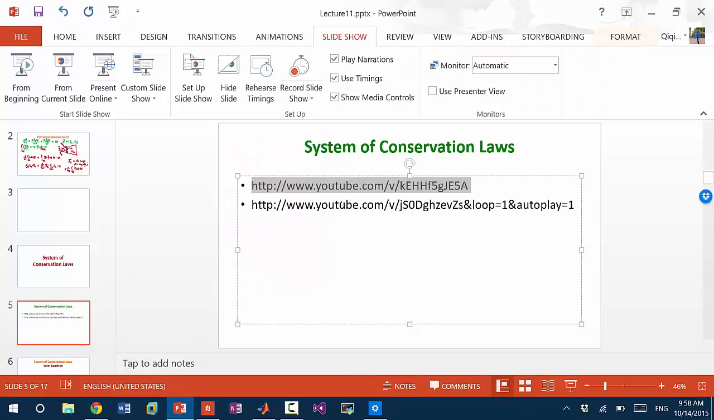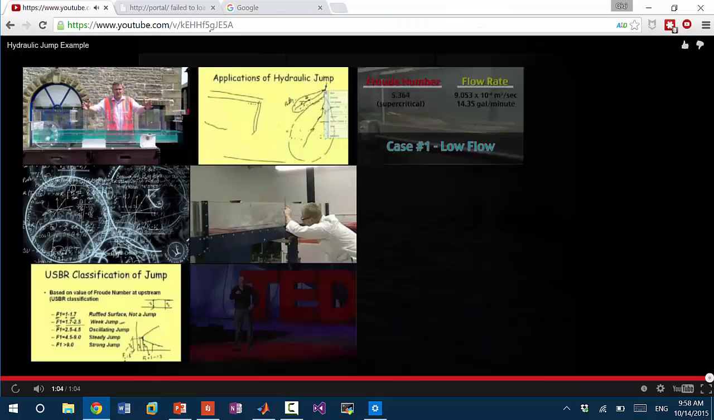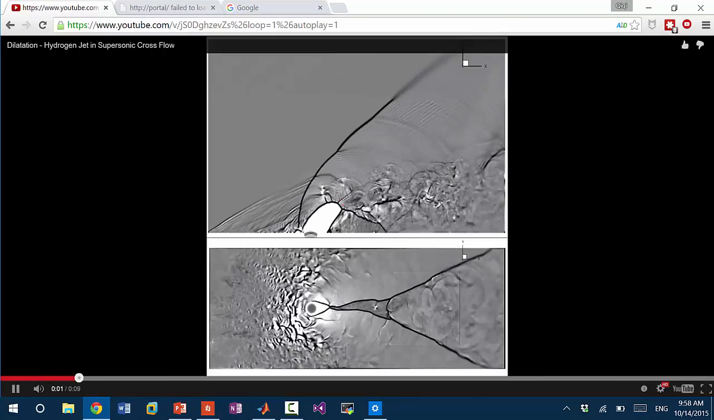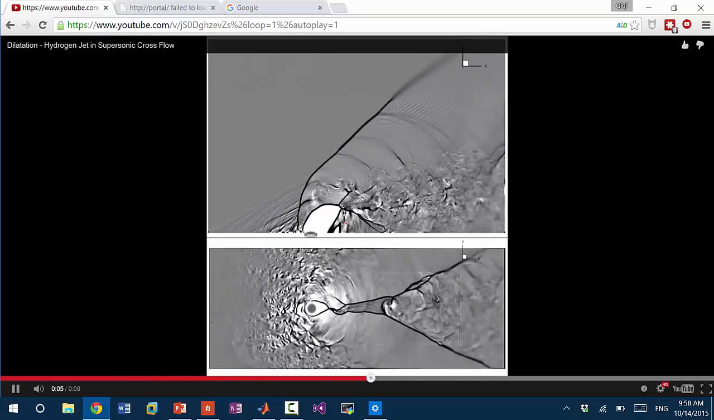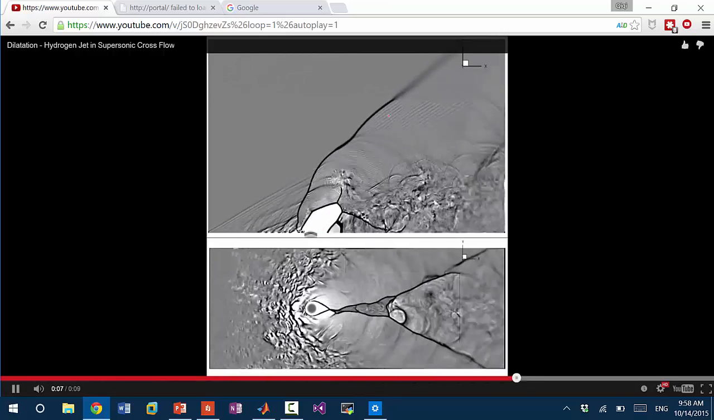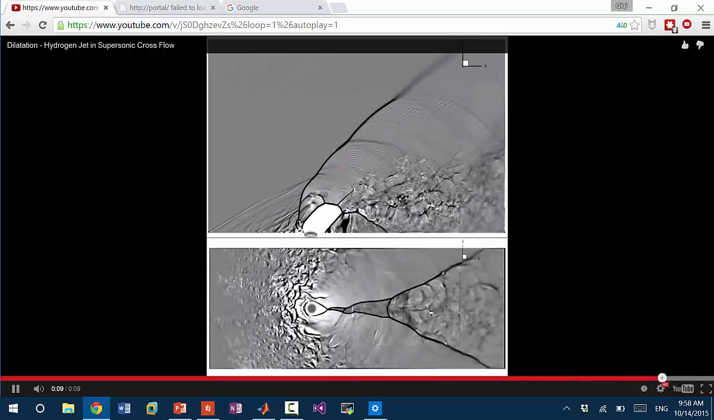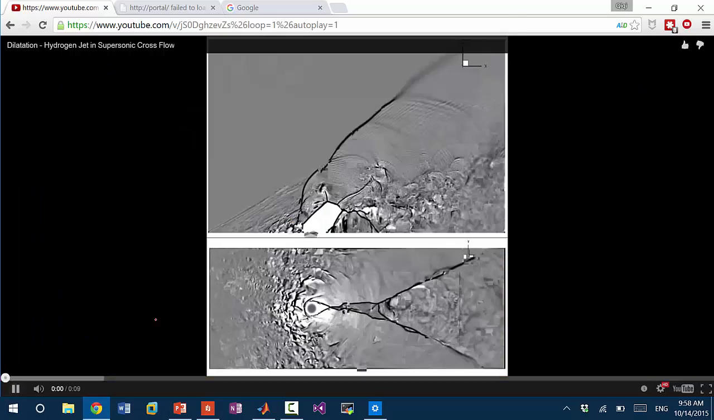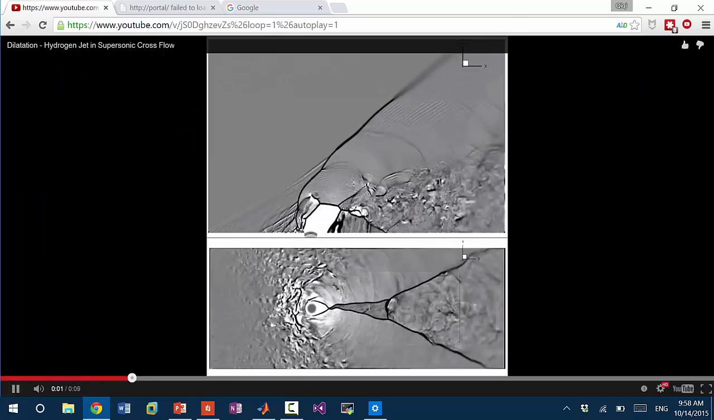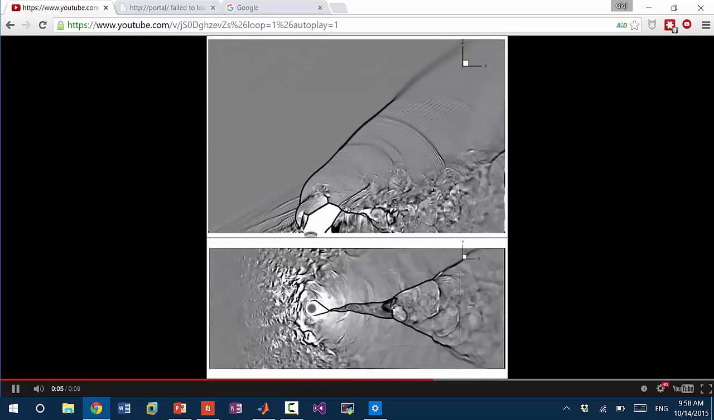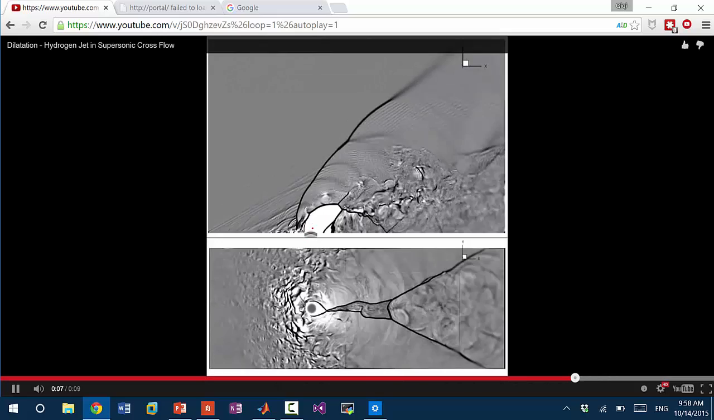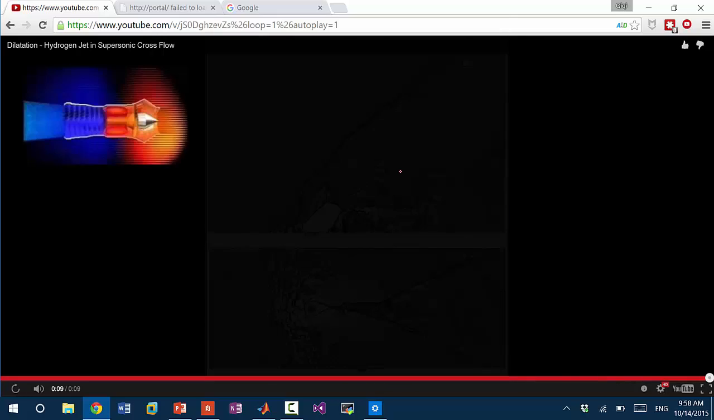And the more complex is you get flow dynamics, supersonic flow dynamics, in this case a three-dimensional regime, and you can see all these complex three-dimensional shock waves evolving. In this case, this is a hydrogen jet in a supersonic cross flow, and basically you get a jet over here going vertical, and there is supersonic flow going over here.